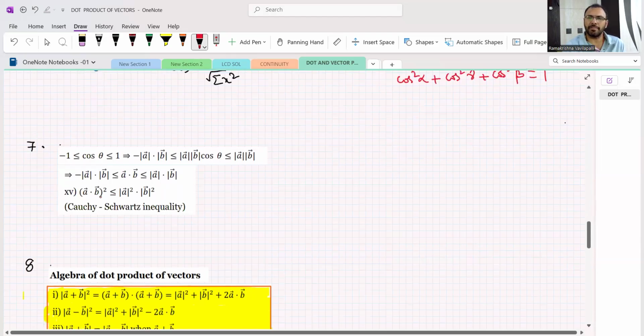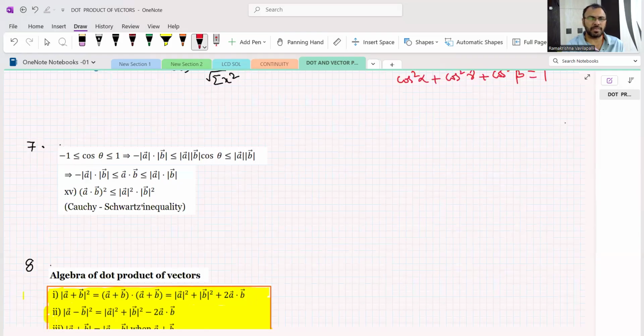a bar dot b bar is always less than or equal to mod a square into mod b square. This is known as the Cauchy-Schwarz inequality. It is very important for solving some particular kinds of inequalities, right? We got that a bar dot b bar is always less than or equal to mod a bar mod b bar, and squaring both sides.